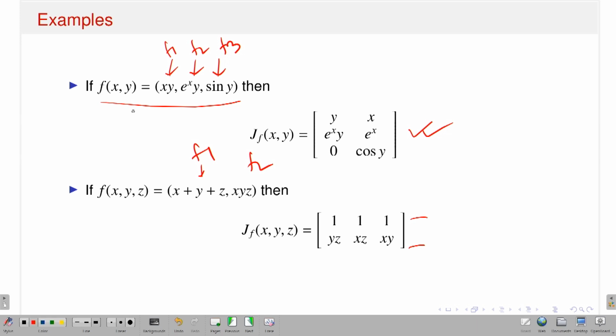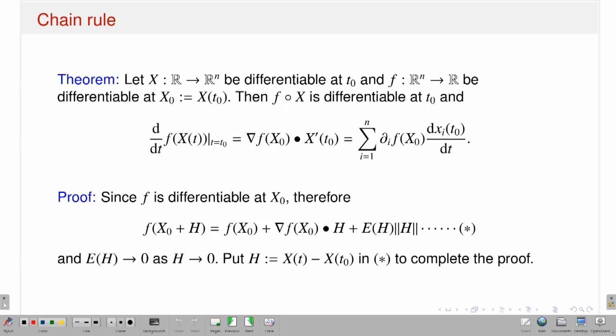And here it's a map from R2 to R3. So that means 3 cross 2 matrix. I mean 3 rows, 2 columns. 3 rows coming from the component functions f1, f2, f3, and the derivative coming from the derivative with respect to the x variable and y variable, because it is from R2 to R3. Okay, that you can easily calculate. I am not going to do that, but you can easily do that.